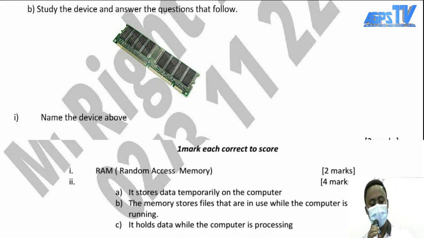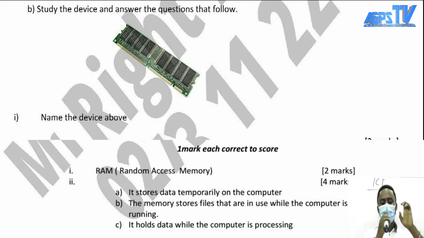Random access memory. It stores data temporarily on the computer. Now the memory stores files that are in use while the computer is running. It also holds data while the computer is processing.